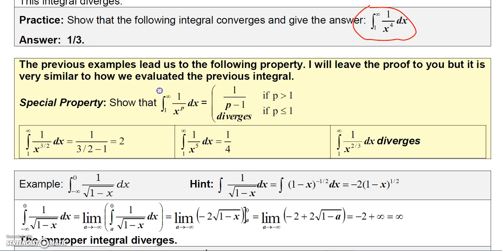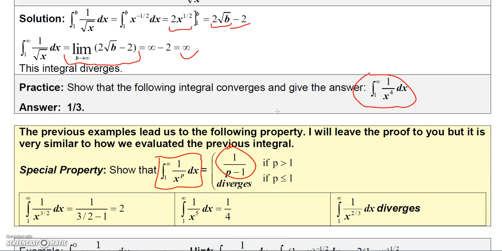If you try to integrate 1 over x to the p dx, where p is a positive number, and evaluate the integral from 1 to infinity, then that will converge to 1 over p minus 1 if p is greater than 1, but it'll diverge if p is less than or equal to 1.